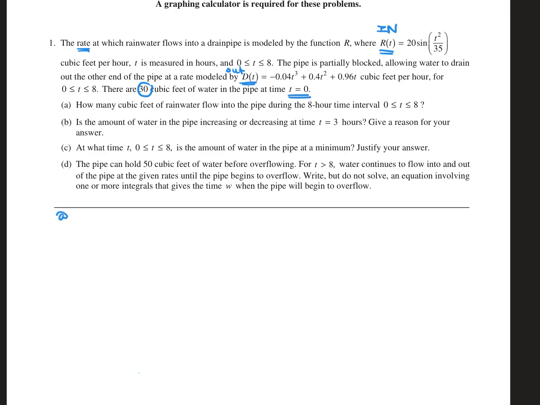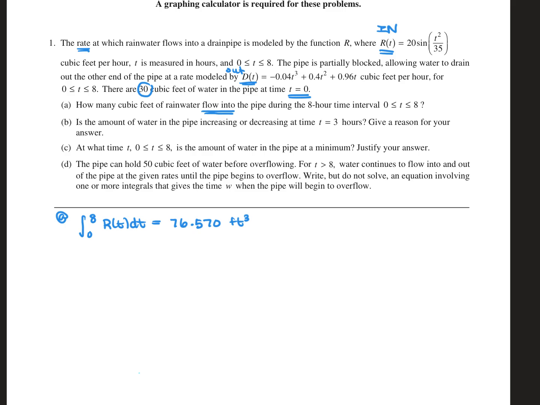So part A: how many cubic feet of rainwater flow into the pipe during the 8-hour period? Now they're asking about how much has flowed into the pipe. We have the rate, so if you want to know how much, you're going to integrate the rate. So the amount that has gone in there is the integral from 0 to 8 of R(t) dt. This is the amount that passed through there in cubic feet between 0 and 8.